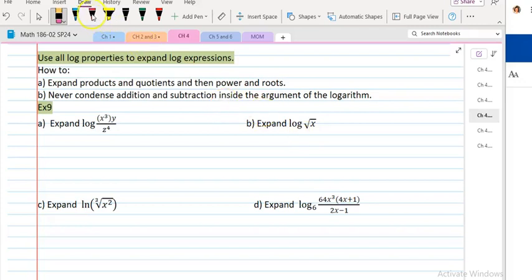Hello, pre-calculus student. This video is for chapter 4.5, log properties. The more advanced one where we use our log properties to expand log expressions.